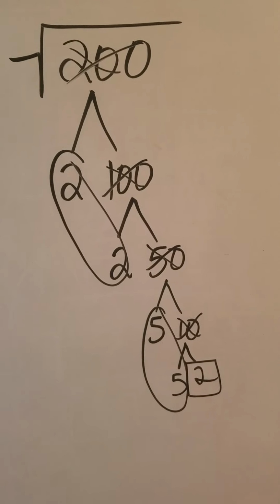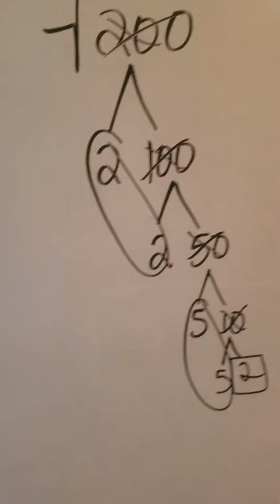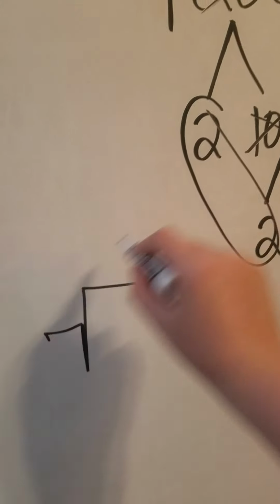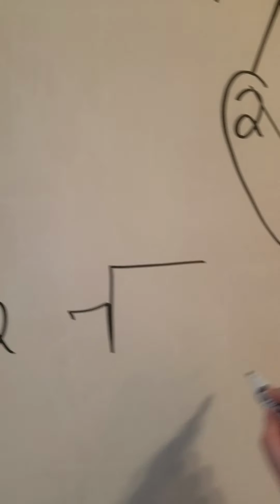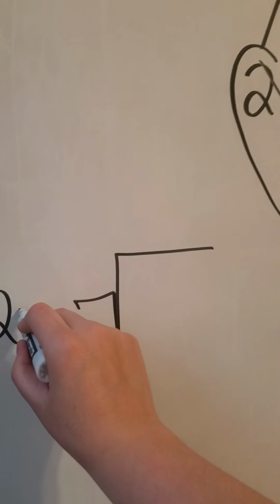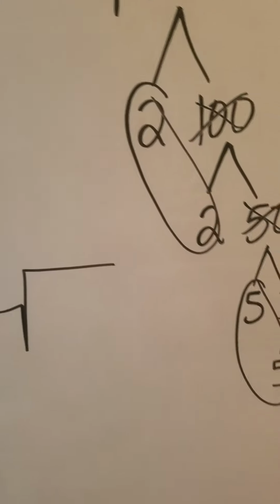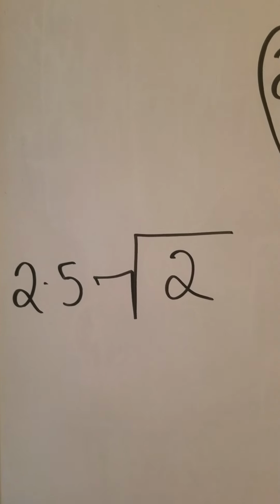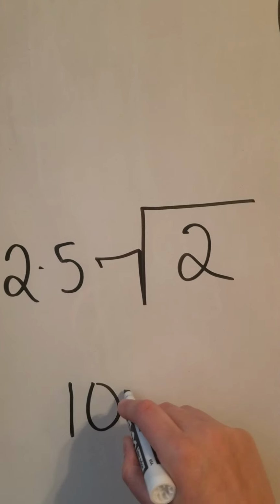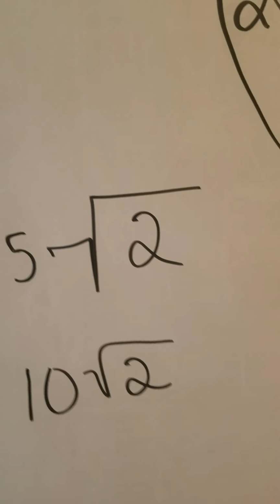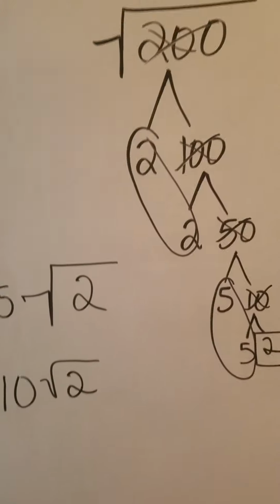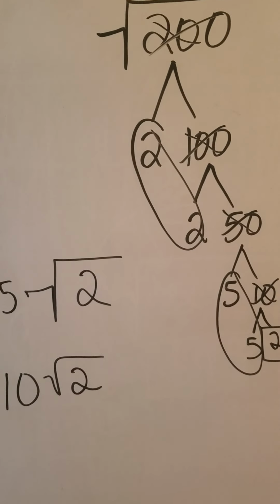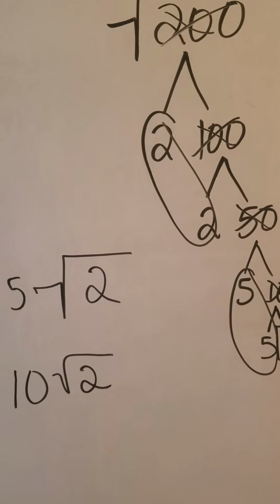Alright, let's start putting everything in my radical. On the outside goes my pairs. I have a 2 and I have a 5. I also have one loner, 2. So my final answer is 10 square root of 2. And that's it. That's all you need to do when you are simplifying radicals.